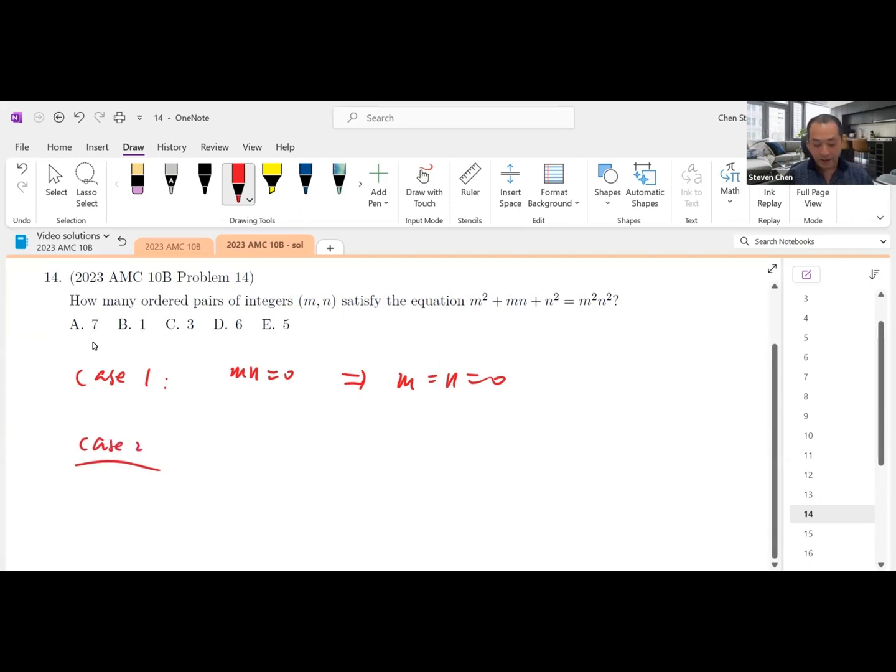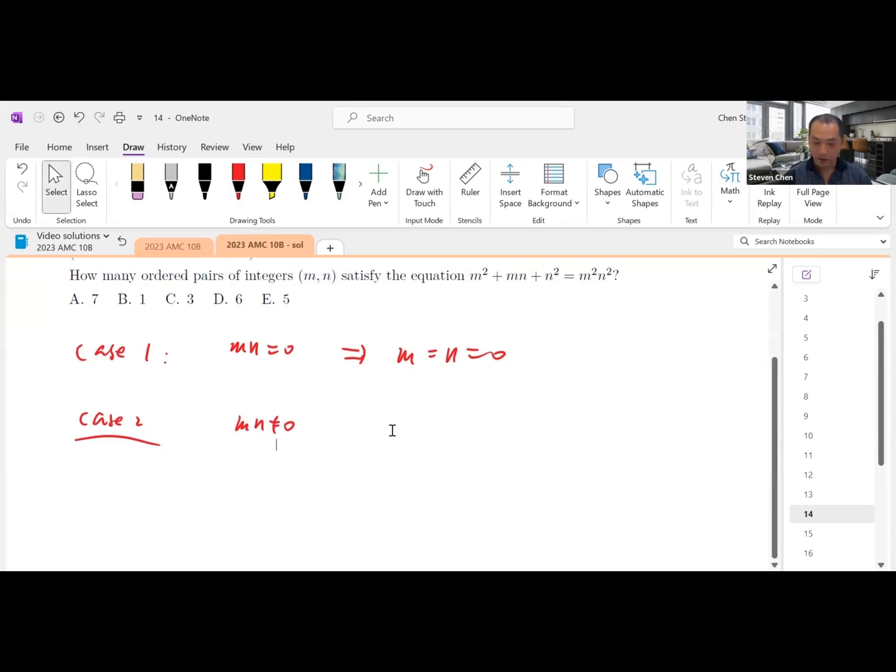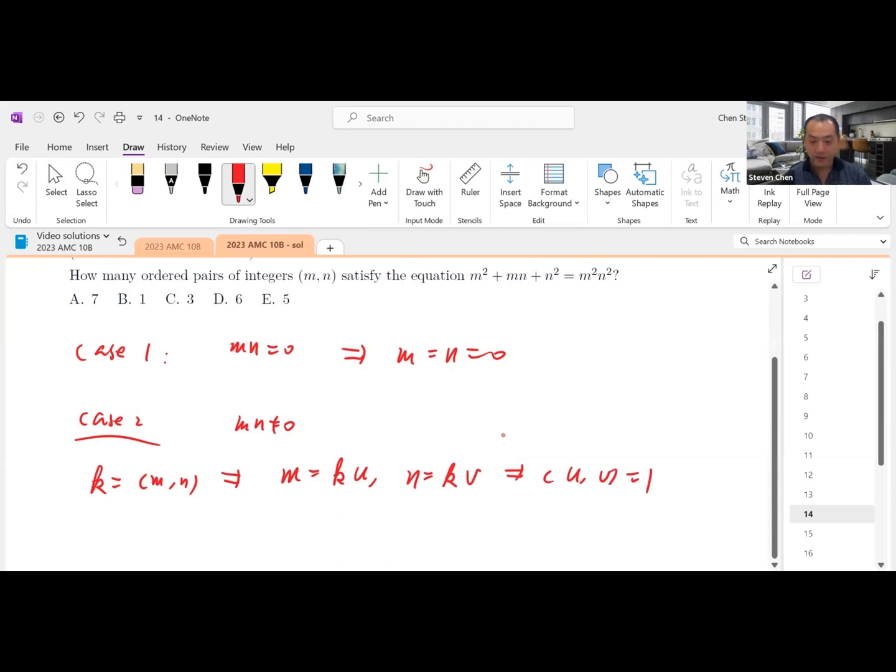Next, we look at case 2, where m times n is not 0. So in this case, both m and n are non-zero. Okay, so this becomes a number theory problem. And we make the following change of variable. Let me set k to be the GCD of m and n. So this allows us to write m in the form of k times u and n to be equal to k times v. So we are guaranteed that u and v are relatively prime.